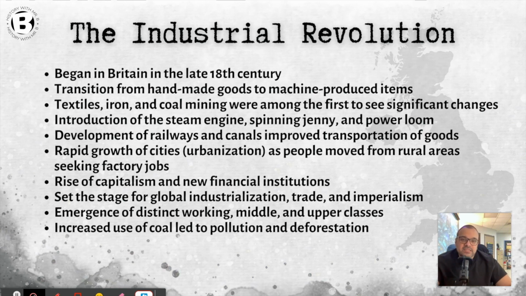The rapid growth of cities as people move from rural areas seeking factory jobs in cities. Capitalism grows, financial institutions grow, so this changes how society operates, changes the different parts of the society that we'll talk about, changes our economics, setting the stage for global industrialization, global trade, global imperialism, and changing the middle, working, and upper classes as well. So we'll start to see a lot of these changes, but again, this is going to be sort of an overview, particularly on how the environment plays a role in that.